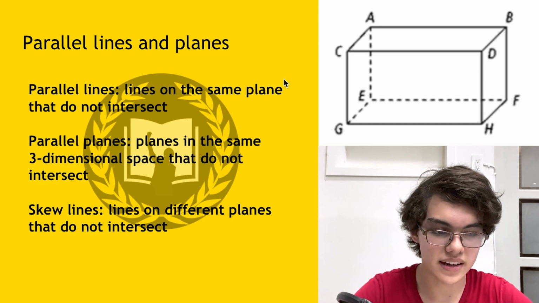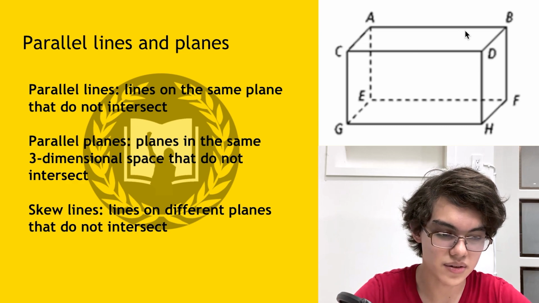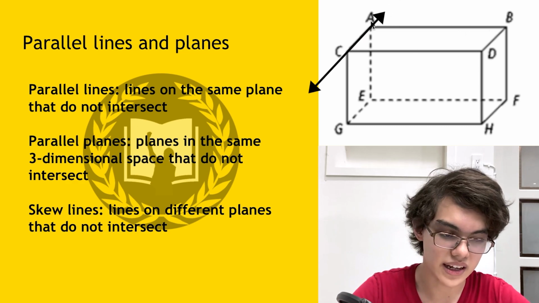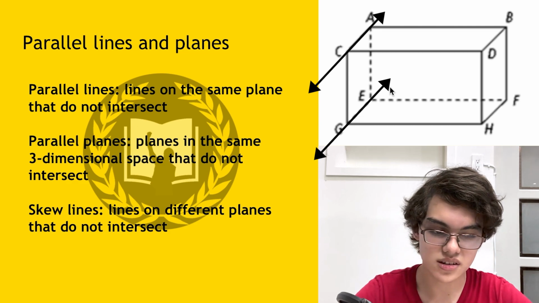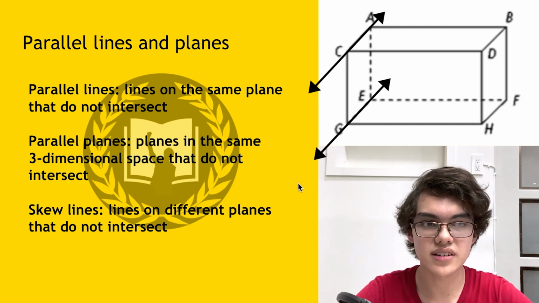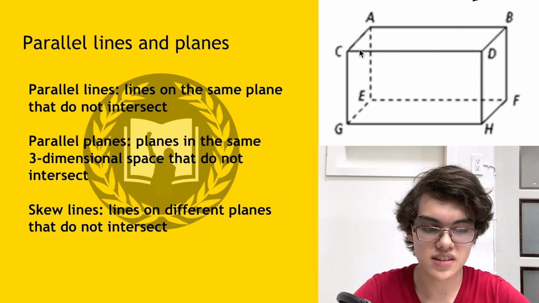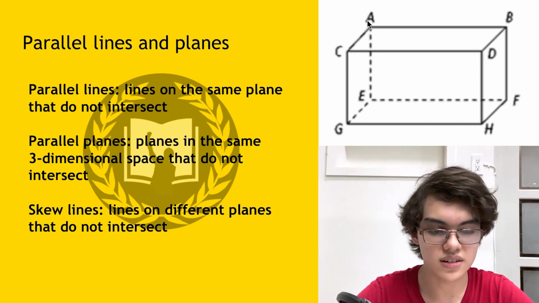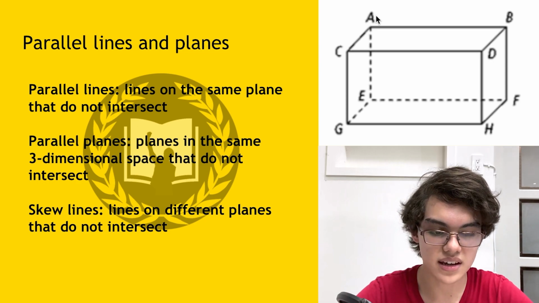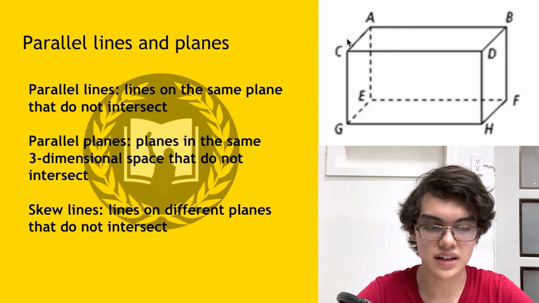So an example of that here in this diagram, you can see we have a rectangular prism. The line AC would be parallel to the line EG, because they're going in the same direction. See, if you extend them infinitely, they're never going to touch each other. So we say that the line AC is parallel to the line GE, and you can see that they're on the same plane here. They're on the plane ACGE. That's the one on the left right here.